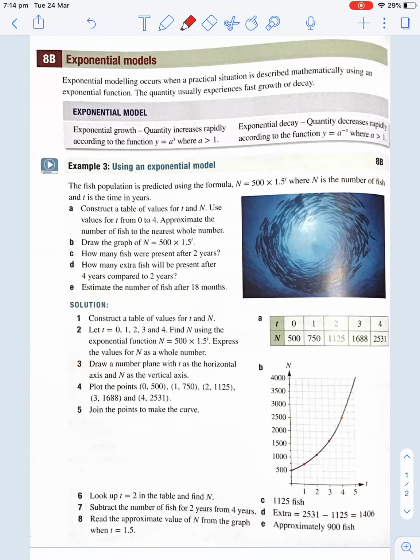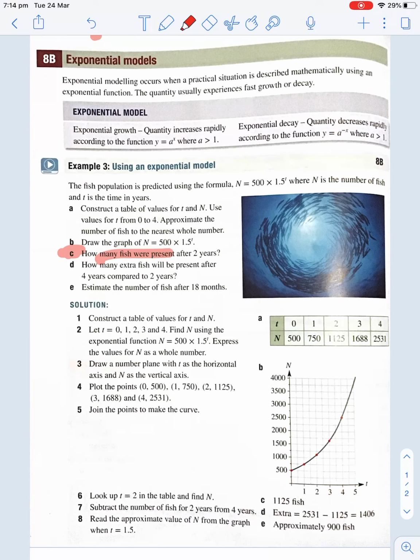Okay, so draw the graph for this. Obviously you need to make sure your scales are good for this graph. Here it's gone all the way up to 2,531, and they've actually gone up to 4,000. You probably don't have to go up as high as that, but you definitely need to go up to at least 3,000 because you've got to get this dot in. When you do your graph, it should look something like this. It should look something like an exponential curve as we did last lesson.